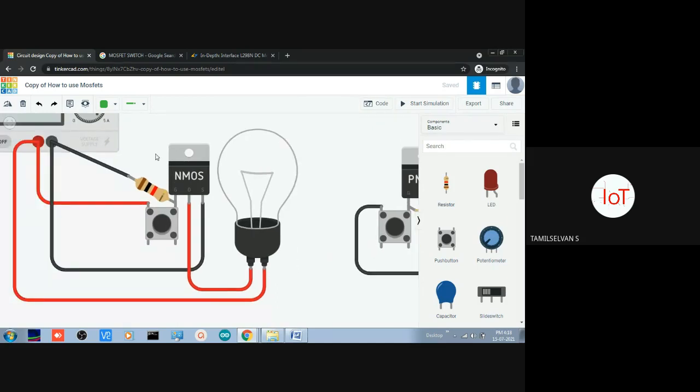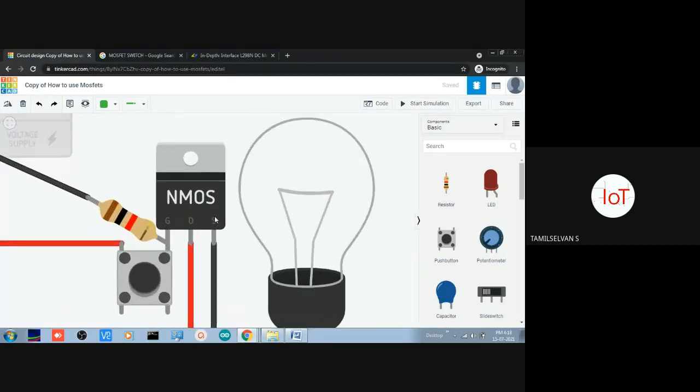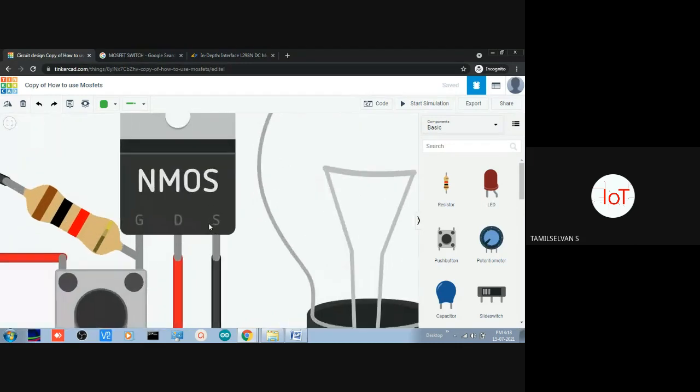So here we are going to see how a single NMOS will be working. There are three terminals available. I hope you can see. The names are gate, drain, and the source. So gate is the input terminal, and the source is your ground terminal most probably, and the drain terminal is your output terminal.